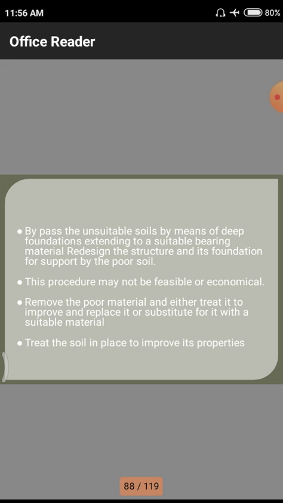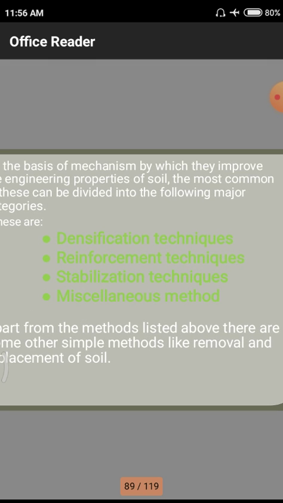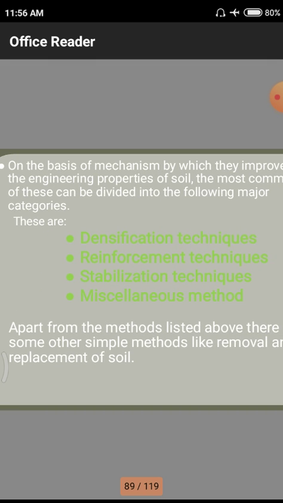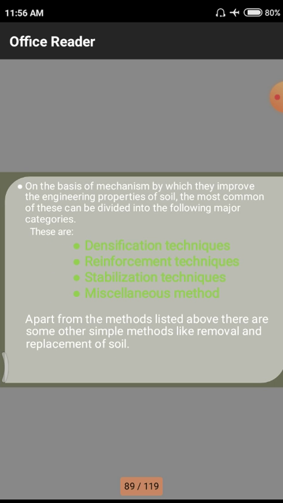we have a chance to improve the soil properties and treat the soil in place. We have to place the soil which is borrowed from another soil field, and we need to densify it in that field. On the basis of this mechanism, we have to improve the engineering properties of the soil, but most commonly we divide the methods into four major categories.